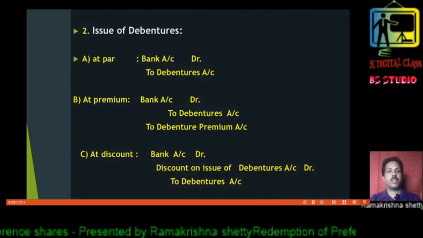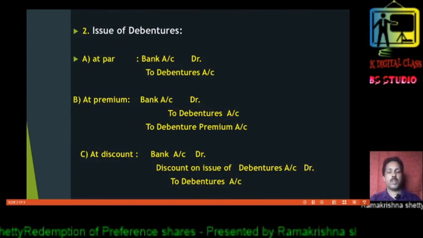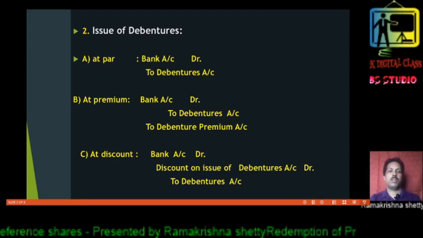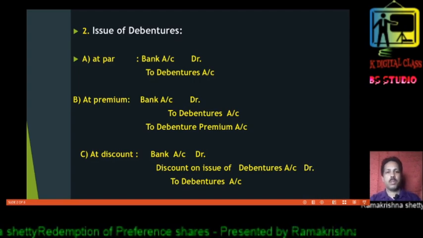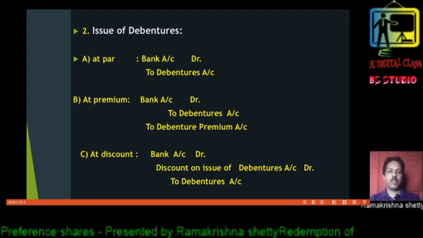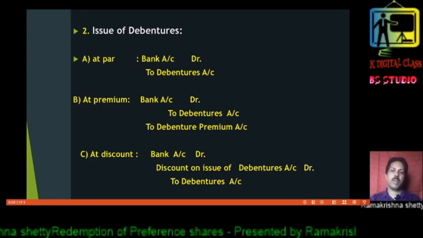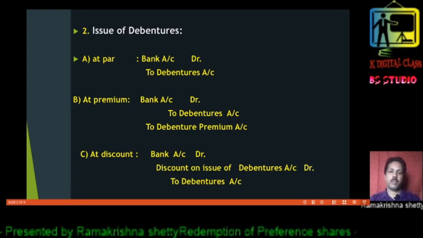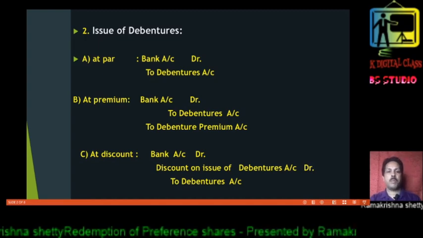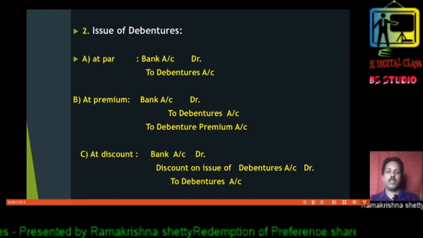Let us look at the other set of entries, issue of debentures. Debenture amount should not be considered for the redemption of preference shares, but debenture premium can be utilized for providing premium on redemption. If the debentures are issued at par, the entry: bank account debit to debentures, the actual amount received debited to bank account. If it is issued at a premium, that is more than the face value, the entry: bank account debit to debentures account, to debenture premium.